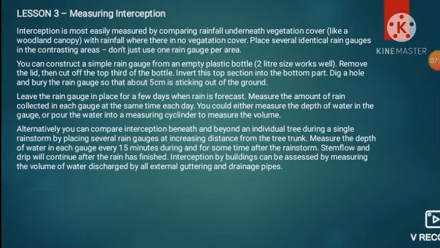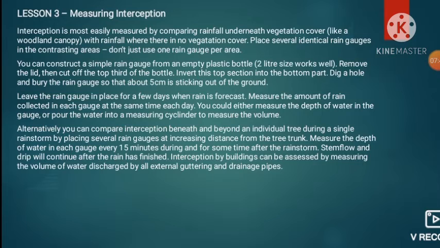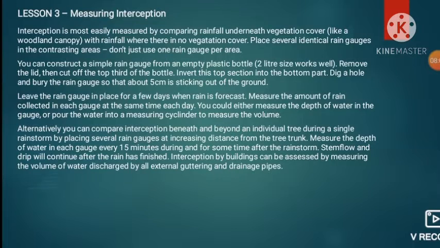Lesson 3. Measuring interception. Interception is most easily measured by comparing rainfall underneath vegetation cover, like a woodland canopy, with rainfall where there is no vegetation cover. Place several identical rain gauges in the contrasting areas. Don't just use one rain gauge per area.